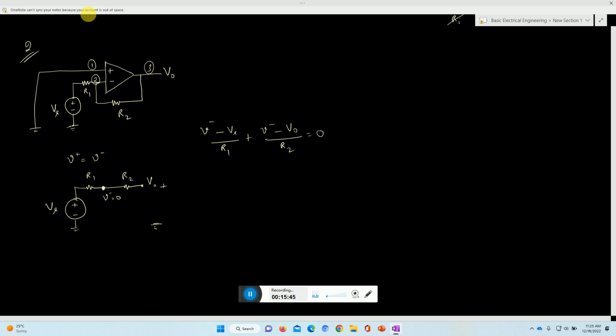Since V minus is equal to 0, we have Vs by R1 equal to minus V0 by R2, and we can write V0 is equal to minus of R2 by R1 into Vs. This is a very straight equation we get just because of one assumption, that V plus is equal to V minus. We get this straight answer.